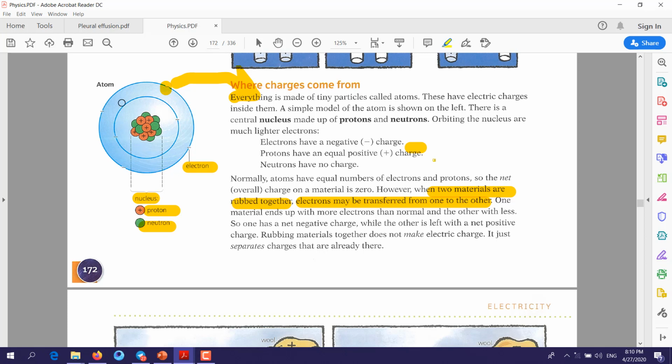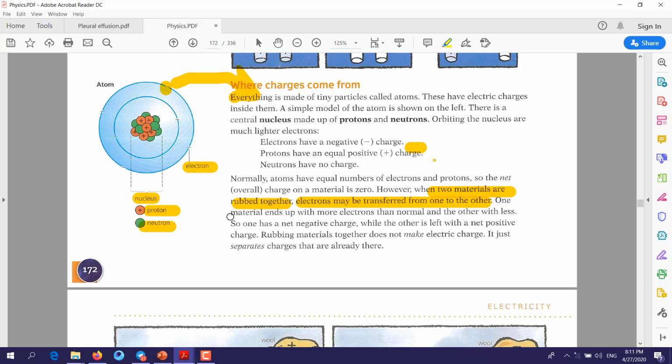Now, the answer. If this atom loses one electron, it will have 5 electrons and 6 protons. So now, what kind of charge will it have? Of course, the charge will be positive. Why positive? Because now we have 6 protons and 5 electrons. So positive 6, negative 5, the answer will be positive 1. So now it will be positively charged.